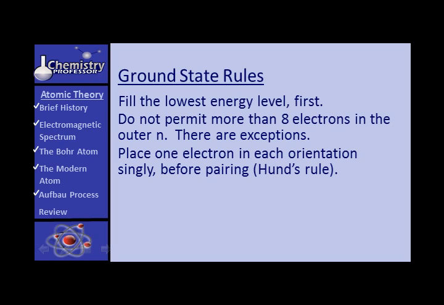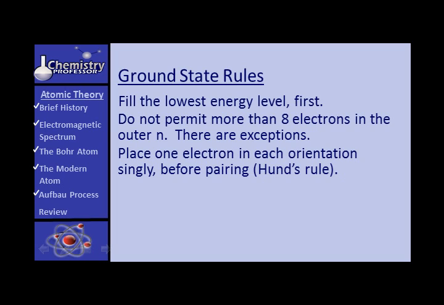The next rule is Hund's rule. Place 1 electron in each orientation singly before pairing. Now, if you have a hard time getting a handle on that, I'll show you what we're talking about. 1 electron in each orientation singly before pairing.